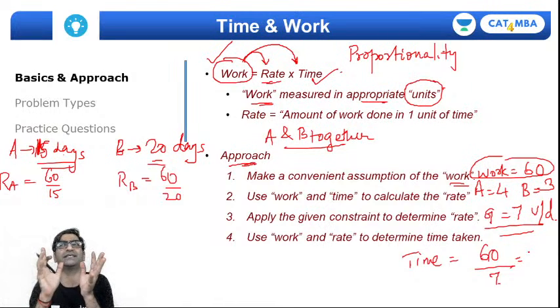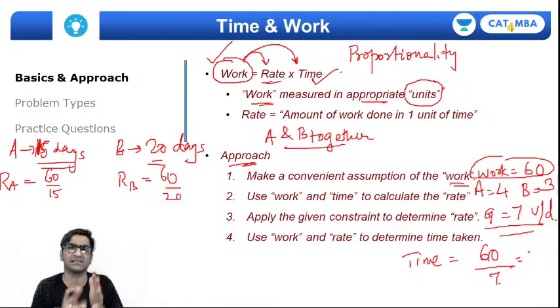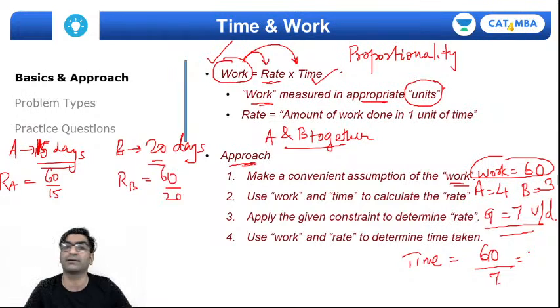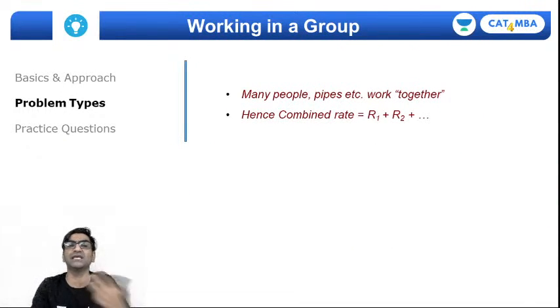So in a nutshell, the approach will be something like: start with a convenient value of work, determine individual rates, and if the question says people work together, combine them, get their group rate, and then you can solve the question using that group rate. Remember work, rate and time. The formula should be remembered: work is equal to rate into time, and you can pretty much apply it on any problem scenario, right? Okay, now the first problem type; we're going to discuss 4 problem types in today's session.